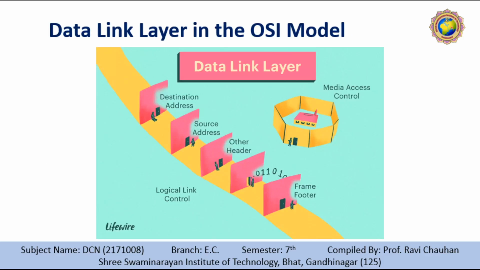The second layer, layer number 2, is the data link layer. As you can see in this figure, the data link layer deals with a frame. The data link layer transforms the physical layer's raw transmission facility into a reliable link. It makes the physical layer appear error free to the upper layer, the network layer. Means it can give the data error free to the network layer.